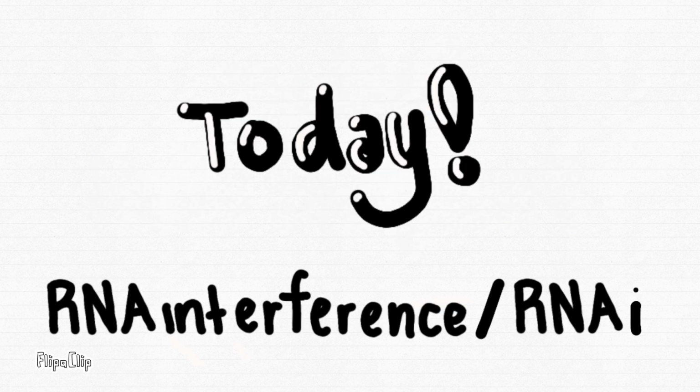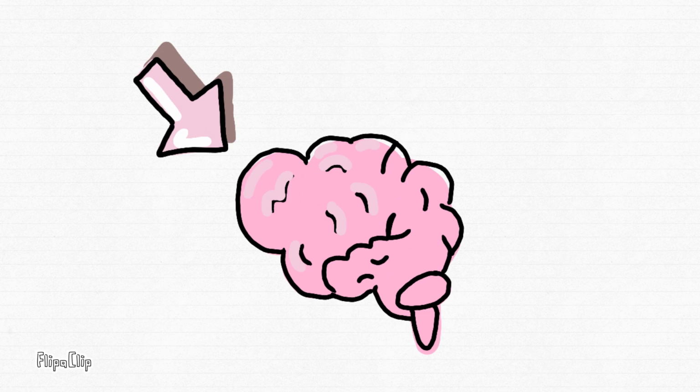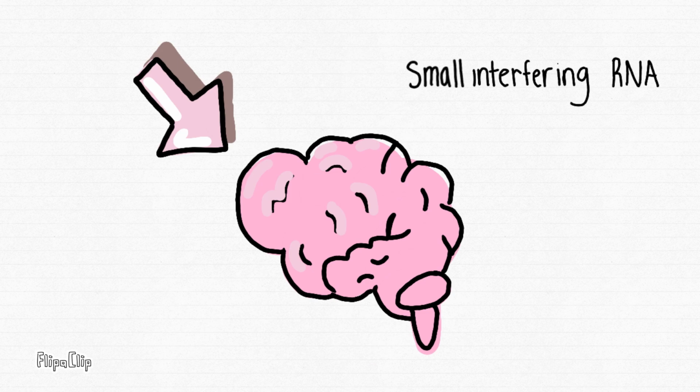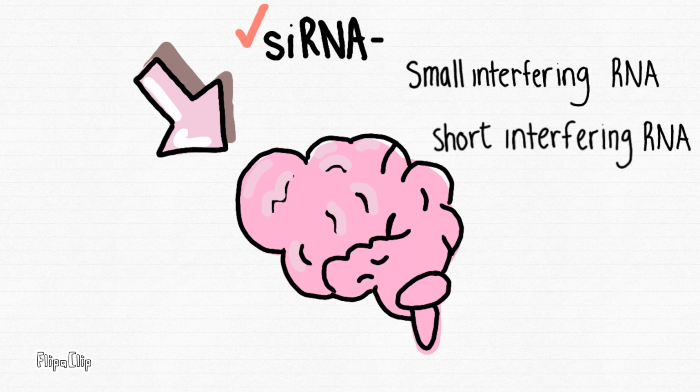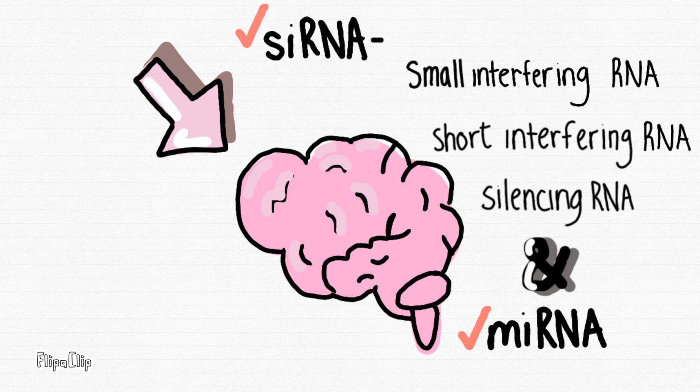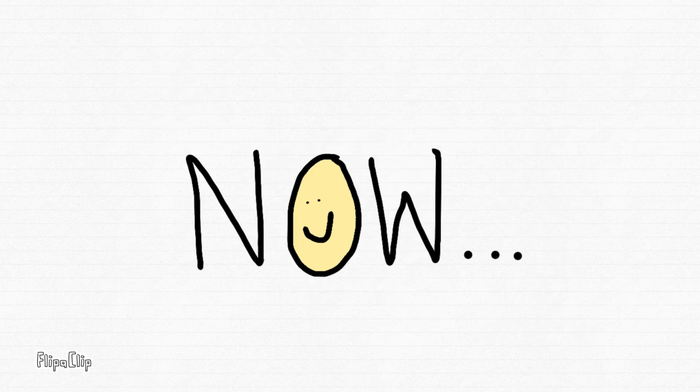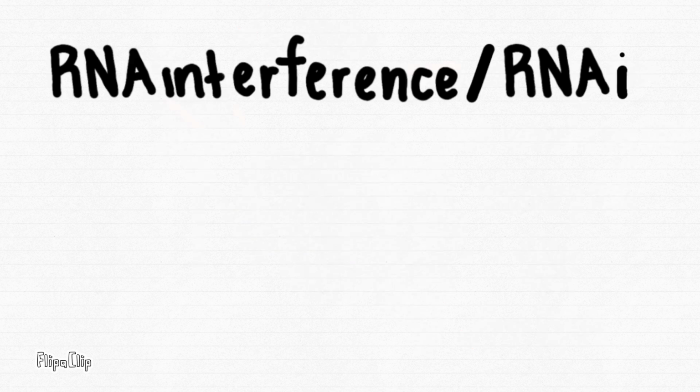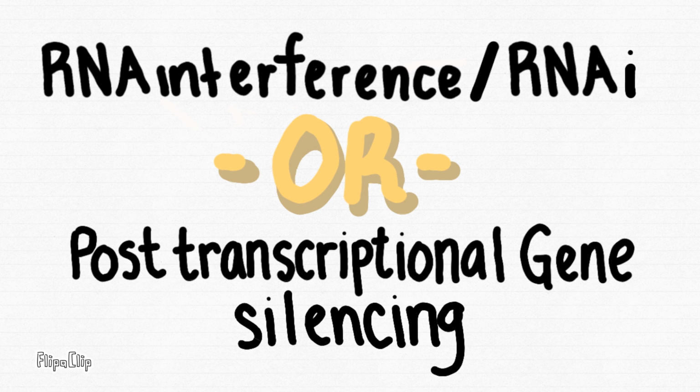Hello everyone, today we're going to be talking about RNA interference. Two very important things to keep in mind are small interfering RNA, siRNA, also sometimes known as short interfering RNA or silencing RNA, and microRNA. Now let's go ahead and cover RNA interference, also known as post-transcriptional gene silencing.